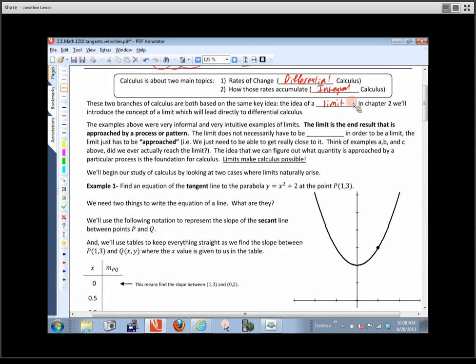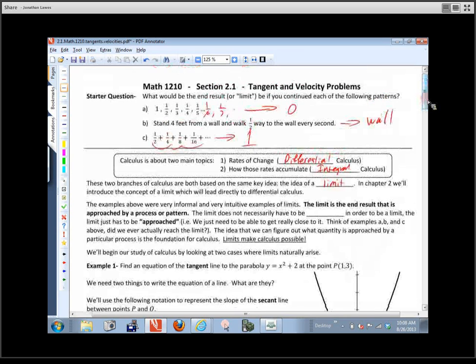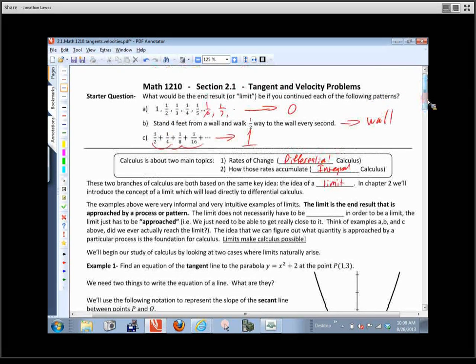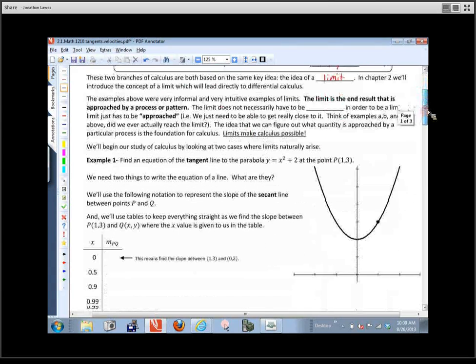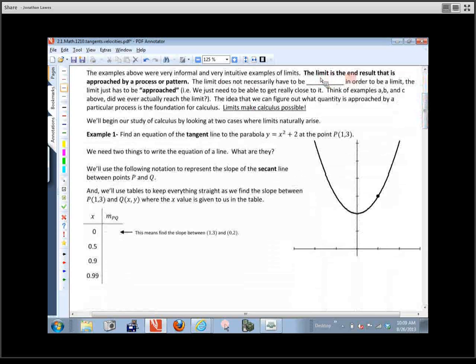Now, we had some examples up above that were slightly mathematical. We're going to do things that are very, very mathematical, okay? We're going to be dealing with limits of functions and different things like that, not necessarily verbal descriptions like we've got here, okay? So they were pretty informal, but the idea is this. The limit is the end result that is approached by a process or a pattern. So the limit is the end result that is approached, and Ben used that word when he was talking about this. It's the end result that is approached by a process or pattern.